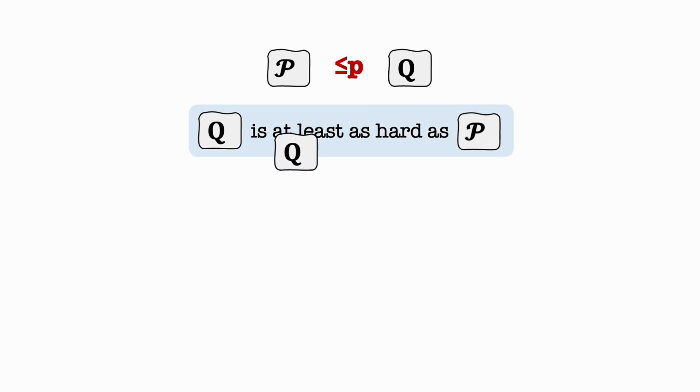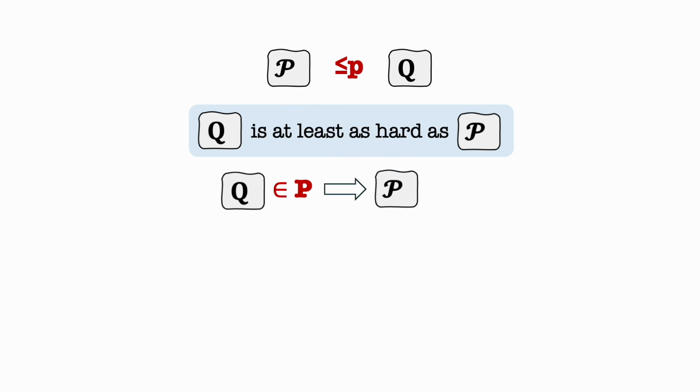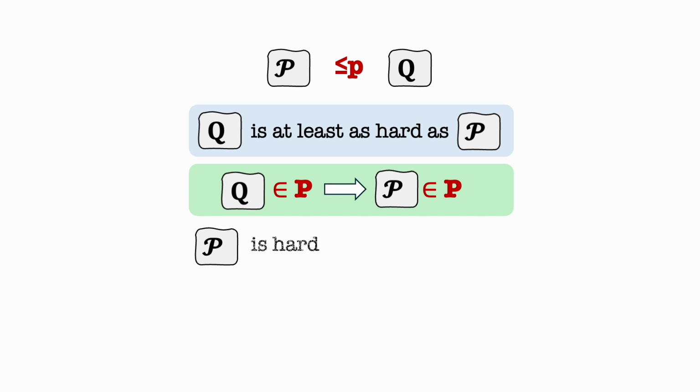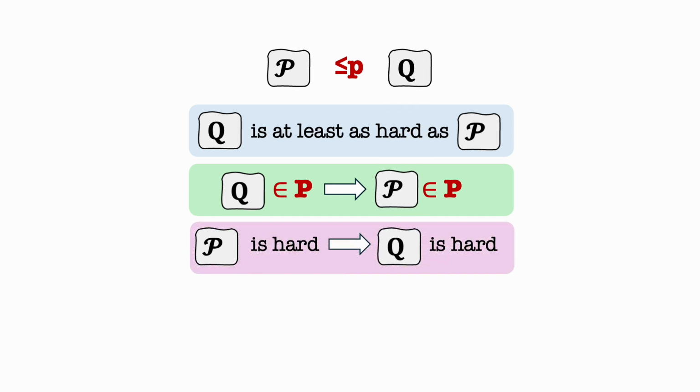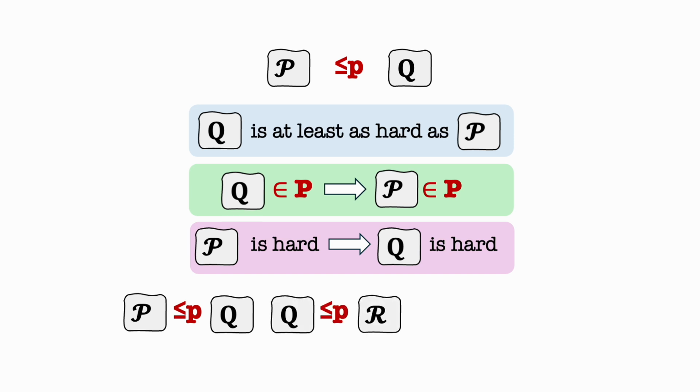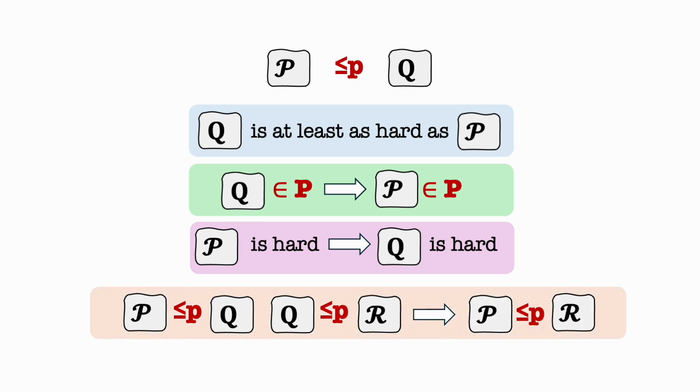Here, it is easy to understand that if Q belongs to class P, then it implies that P belongs to class P. However, if P is hard, then Q is also hard. Furthermore, we can easily establish the following. If P is polynomial time reducible to Q and Q is polynomial time reducible to another decision problem R, then P is polynomial time reducible to R. This is known as the transitive property of polynomial time reductions.